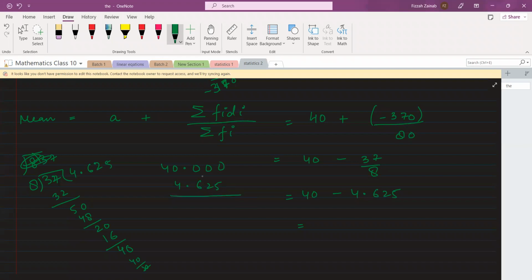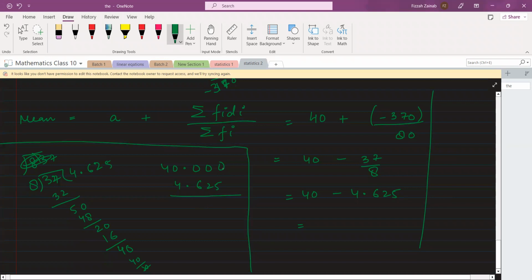4.625. So please see, I'm doing all these calculations because I want you to do everything like this. Don't make any shortcut, otherwise you will make mistakes. So just make a rough column on the side of your paper and do everything by hand.